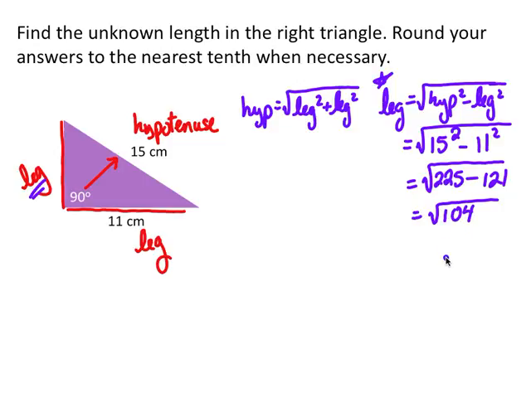Now this one you're definitely going to need your calculator for. It's not a perfect square. So when you type it in your calculator, you get a big long screen full of decimals. But it said to round to the nearest tenth. So when you do that, it comes out to be 10.2 when we round to the nearest tenth. And that's in centimeters because all of the other measurements were also in centimeters.